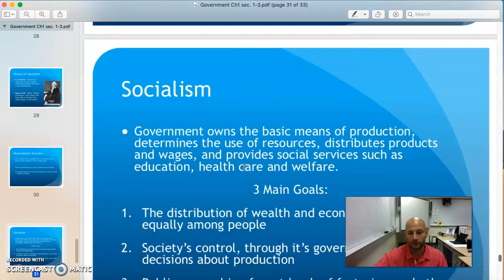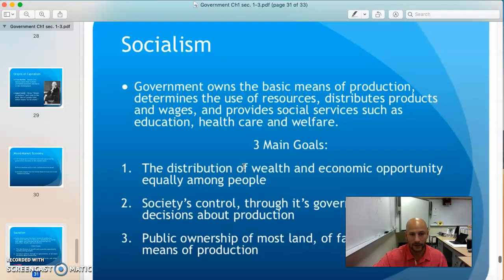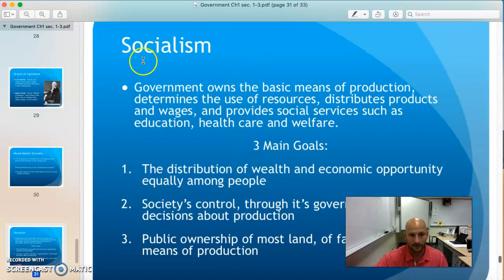So what is socialism? You've been hearing some candidates running for president, this word popping up. And anytime this word pops up, everybody freaks out and thinks of Benito Mussolini and Italy and the socialist fascist society. But when we talk about socialism, we're literally just talking about a system of government. The government owns the basic means of production. It determines the use of resources, distributes products and wages, and provides social services such as education, healthcare, and welfare.